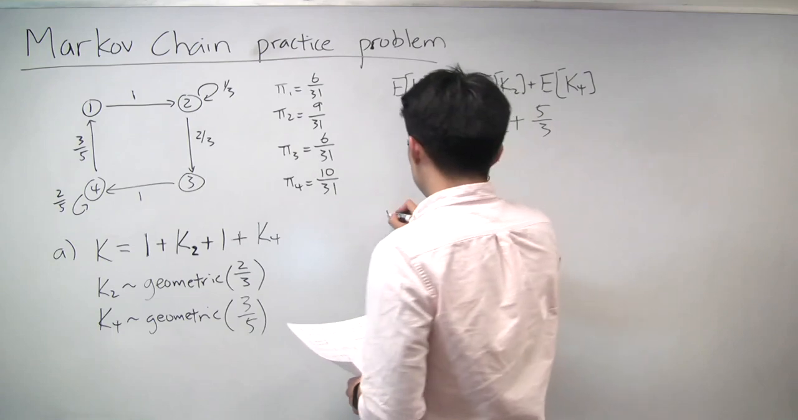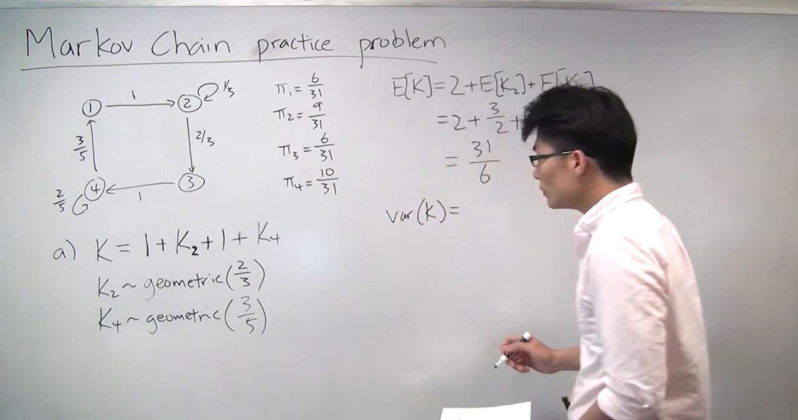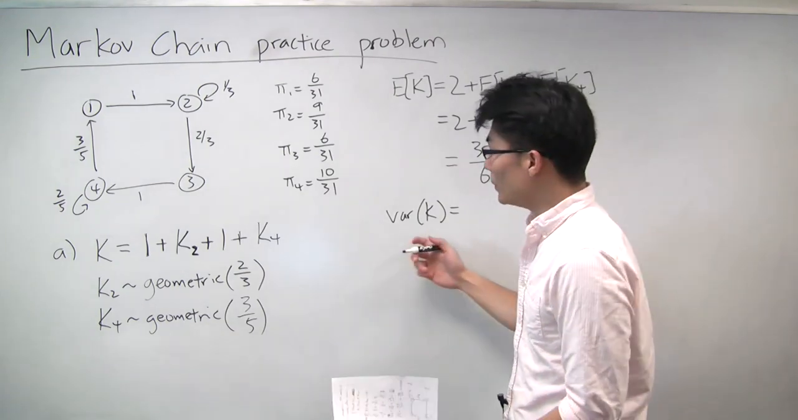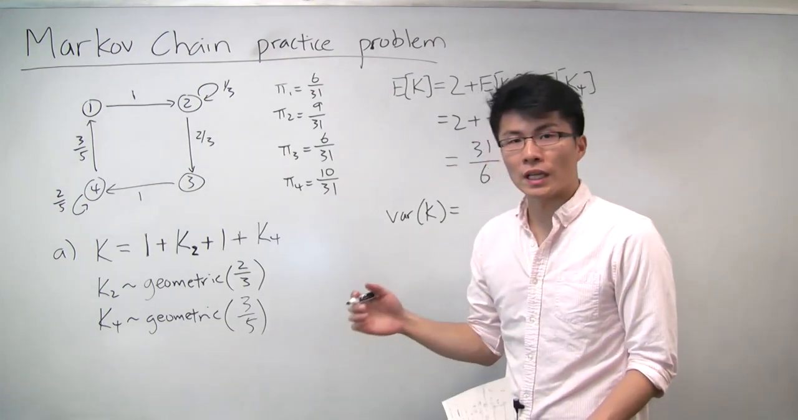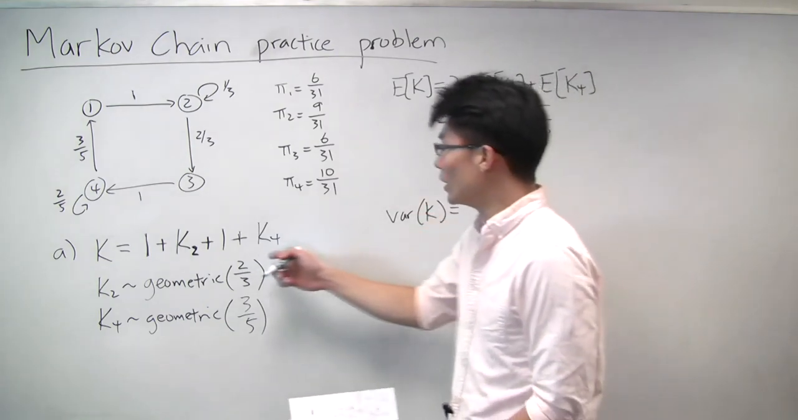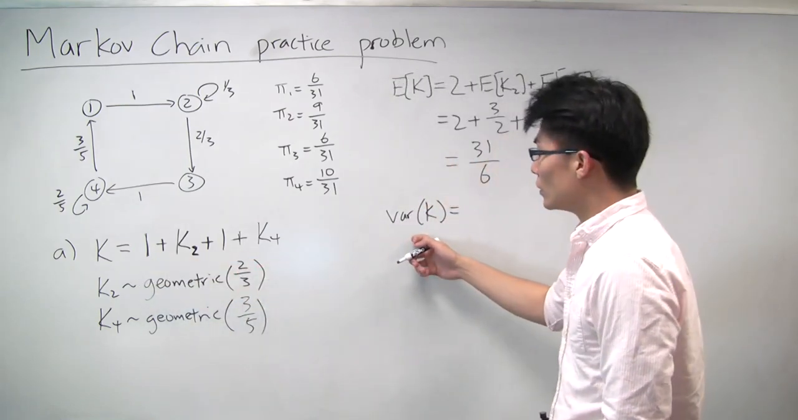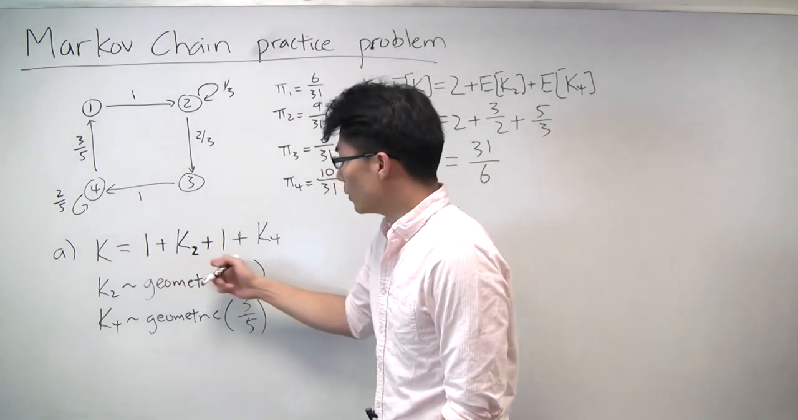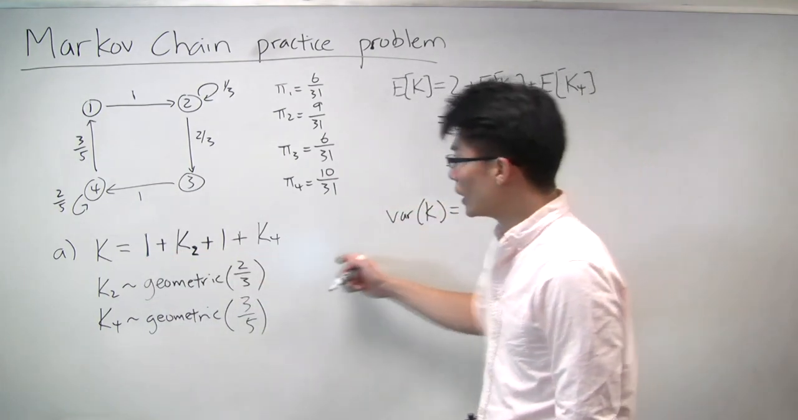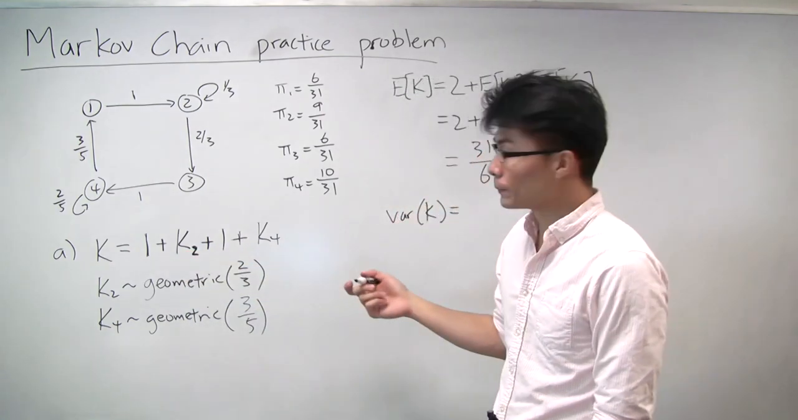Okay. Now, the other part is to calculate what the variance is. This is something that the mean recurrence time formula that we learned in class would not allow us to calculate. But because we actually know exactly what comprises k, we can calculate it. So the constant 1 plus 1 doesn't impact the variance. So what we have is just the variance of k2 plus k4.